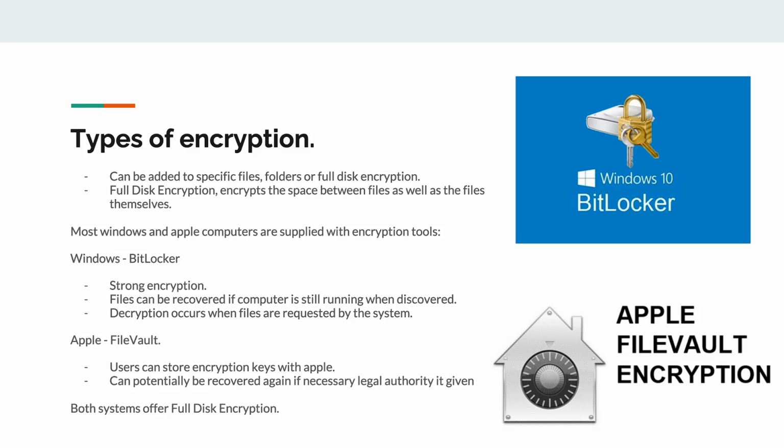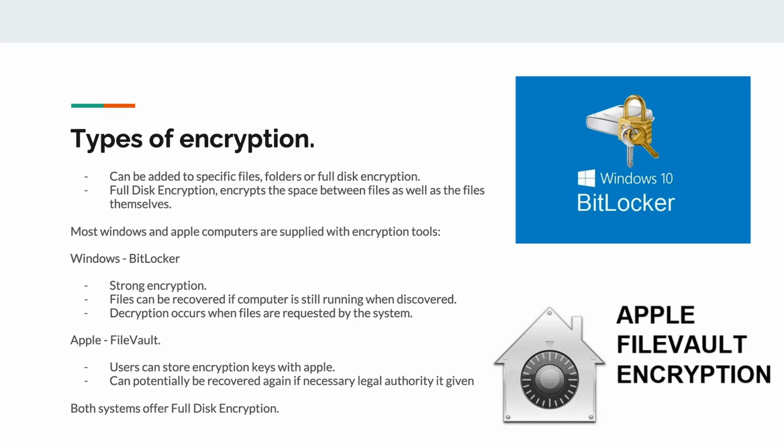Types of encryption. There are different types of encryption. These can be added to specific files, folders, or can be full disk encryption. Full disk encryption encrypts the space between the files as well as the files themselves. Most computers now come supplied with encryption tools. Windows computers come with BitLocker and Apple come with FileVault. Both of these offer strong encryption and full disk encryption.